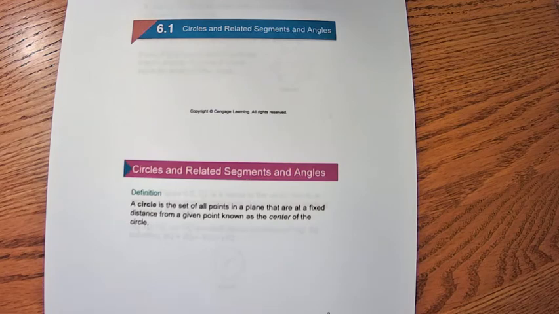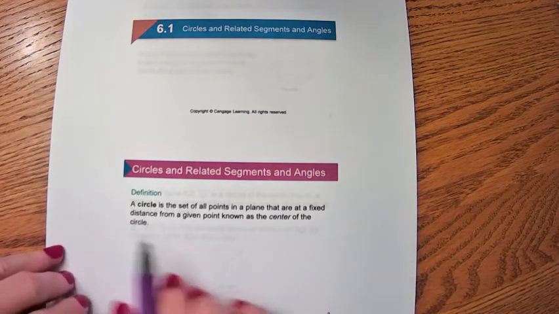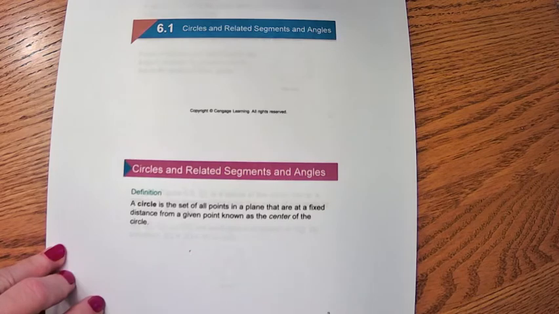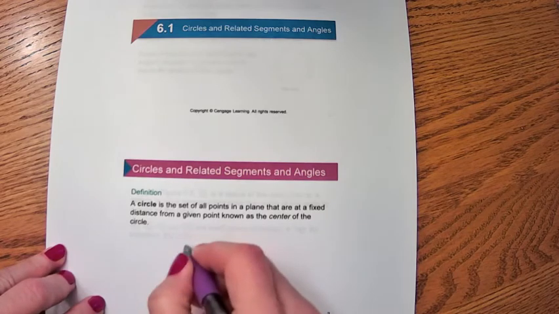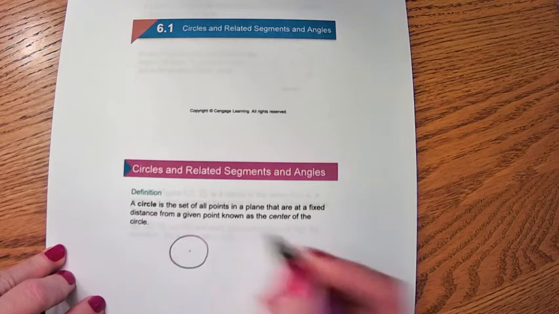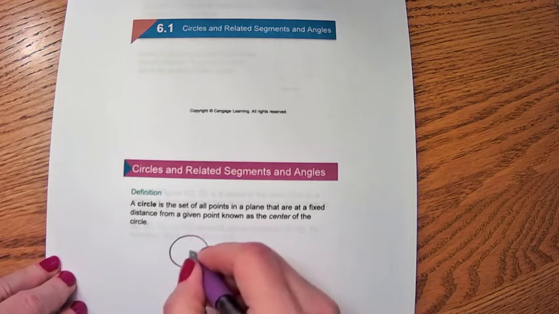Now we're ready to start Chapter 6, which is our study of circles. Circles are not polygons. Polygons are multi-sided closed figures, and the sides are lines. Circles do not have lines. In fact, the definition of a circle is the set of all points equidistant from a fixed point. And that fixed point would be called the center.